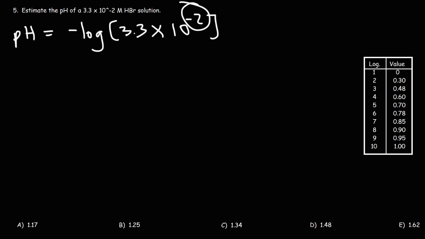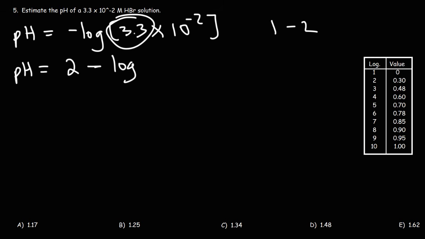Looking at this number, we know the pH is going to be between not 2 and 3, but 1 and 2. And all of the answers are in that range. Now the pH is going to be the positive value of that number, 2, minus log of what we see here, 3.3. So now we need to use our table. What is log 3.3? Well, we know it's going to be between log 3 and 4. That is, it's between 0.48 and 0.60.